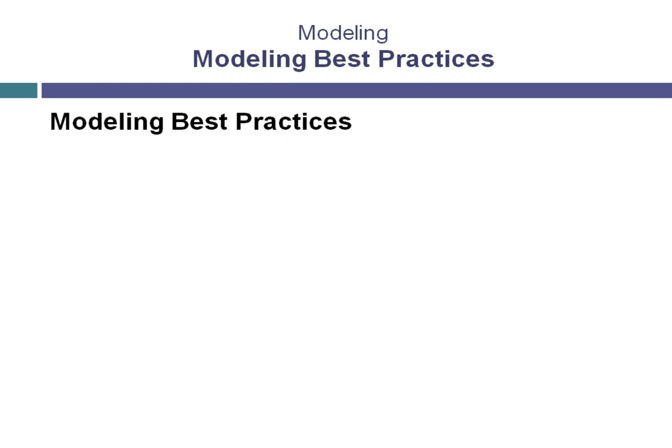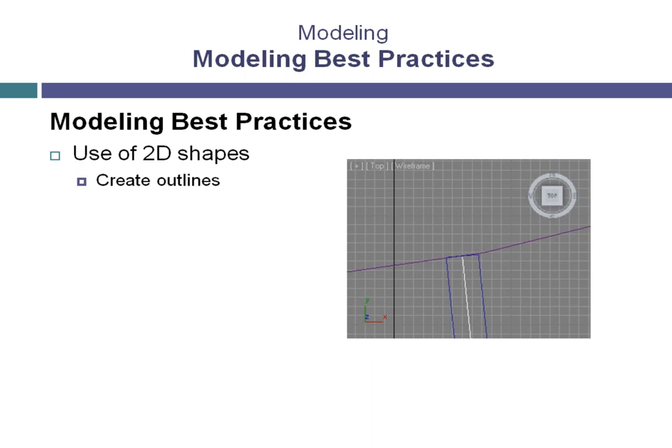In this chapter on modeling, we cover quite a few different modeling techniques, each with its own unique set of best practices. Some of the best practices we've covered in this chapter relate to the use of 2D shapes. Two-dimensional shapes are used in 3ds Max for a variety of purposes that include modeling, texturing, and animation. When working with two-dimensional shapes, one way to use them as efficiently as possible is to use a single spline in order to create an outline object.